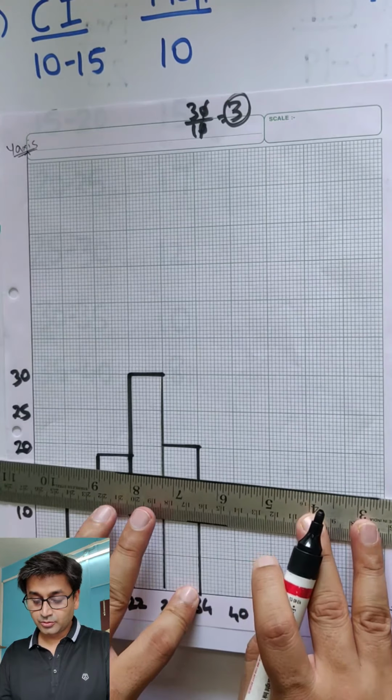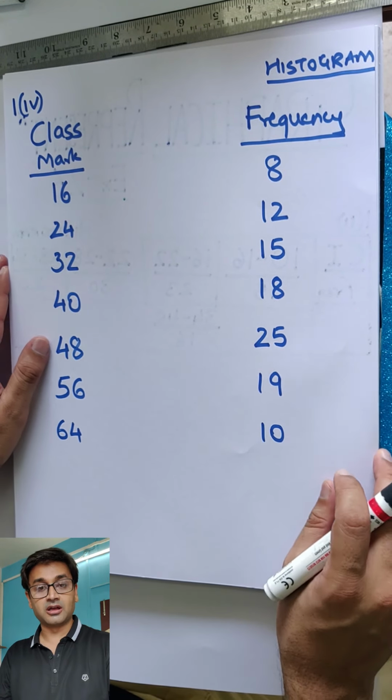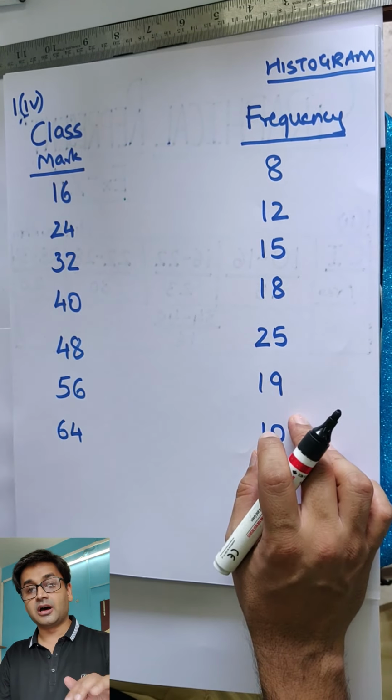What is the problem with this question? Can you identify? Yeah, you've not been given the class interval. Instead, you've been given the class mark. In standard 9, we studied how to generate class interval using the class mark. So I'll just show you the technique.